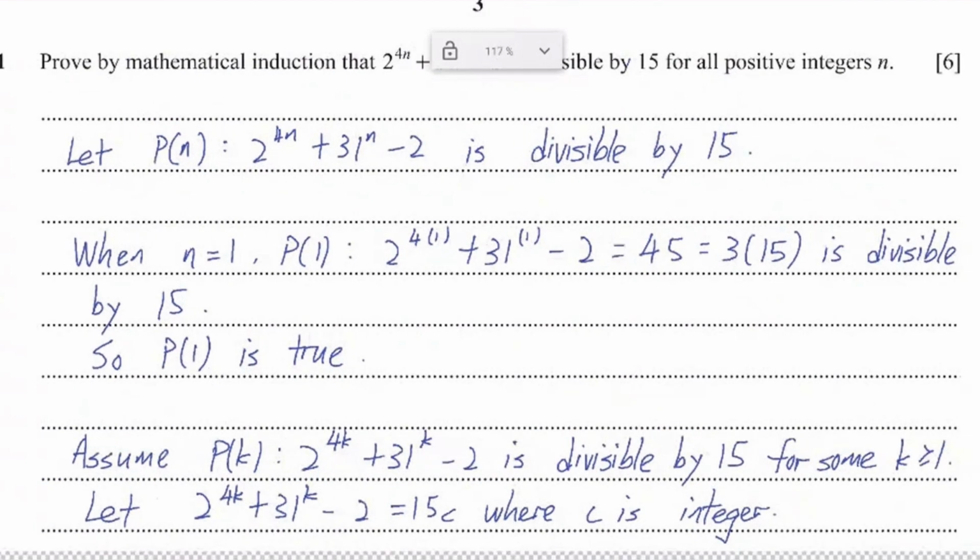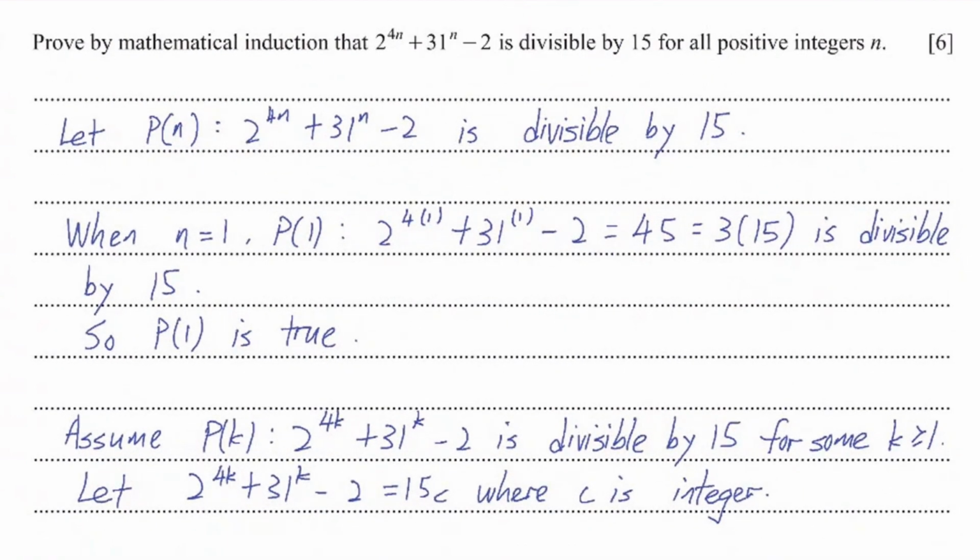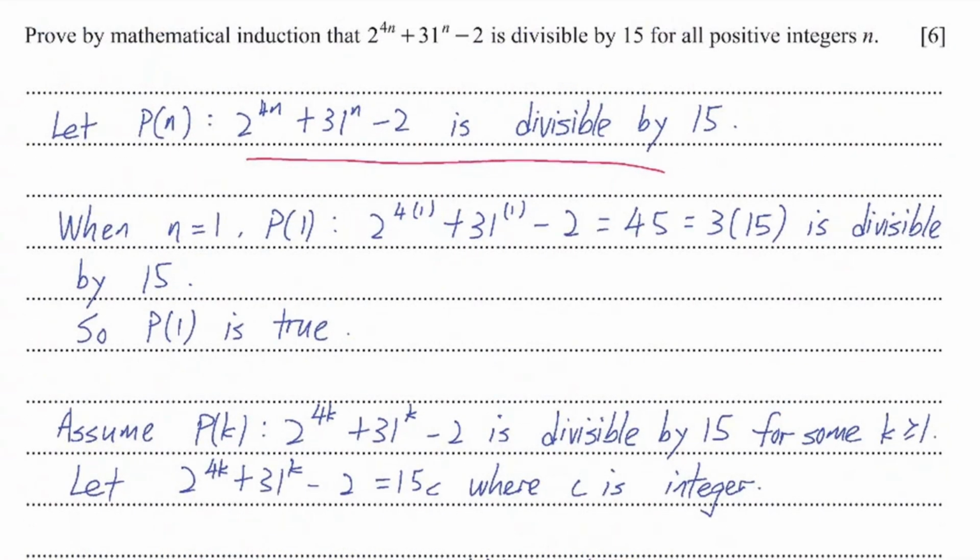So usual stuff that we do for the induction: the first step is we give that statement a name. Let's say we call it Pn here. We give it a name. So this expression is divisible by 15. After that, the first case, when we have positive integers n, the first value of n is n equals 1. So we substitute n equals 1 so that we get 45. The 45 here might not be so clear yet, but it is divisible by 15.